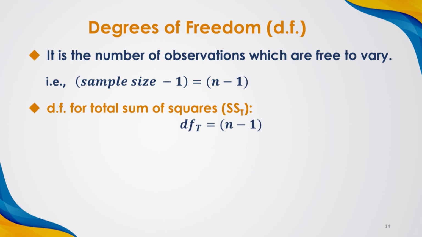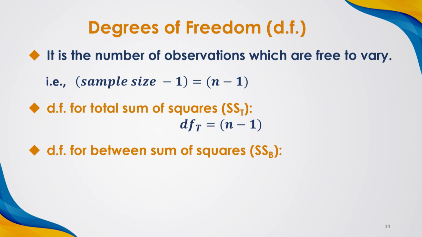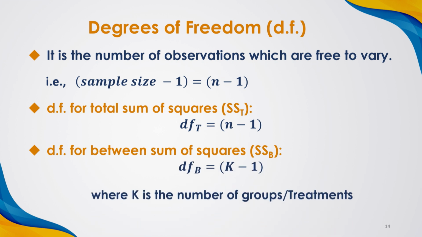Now, let us understand the degrees of freedom for total sum of squares. Altogether, irrespective of the group, you have small n observations, that is the sum of all the scores in all the groups, n1 plus n2 up to nk, which is total n. So, the degrees of freedom related to total sum of squares is n minus 1. The degrees of freedom for between sum of squares: between means we are trying to compare treatments. We have k treatments, so how many treatments are free to vary? k minus 1, where k is the number of groups or treatments.